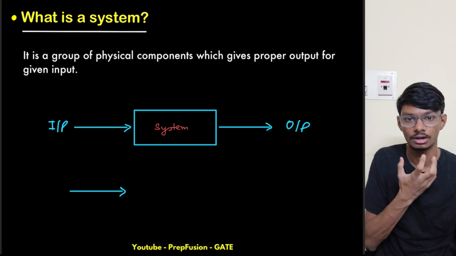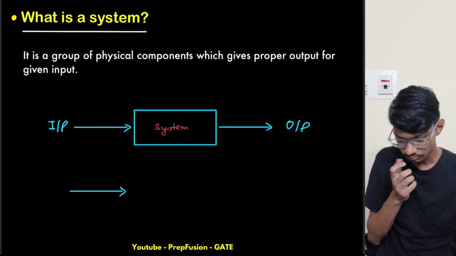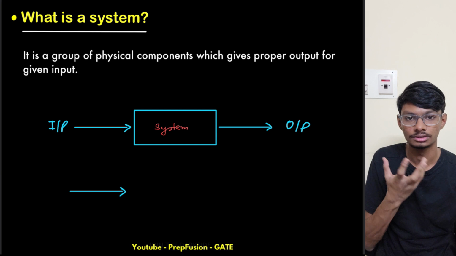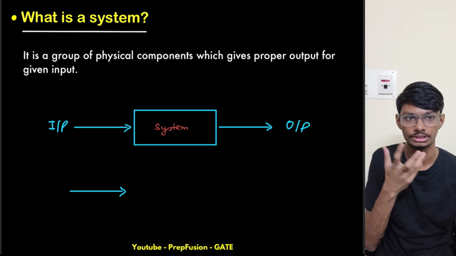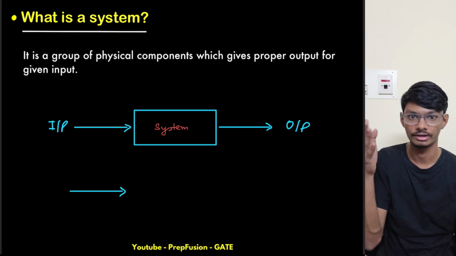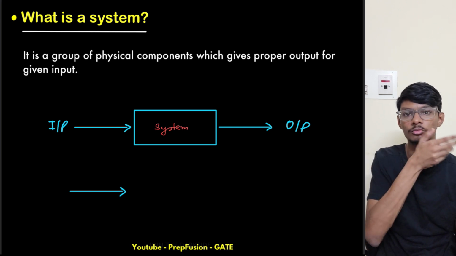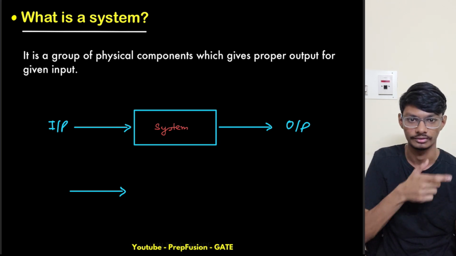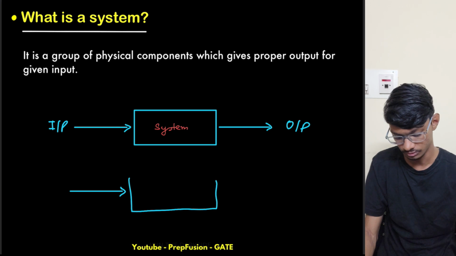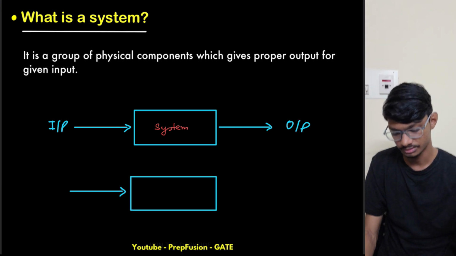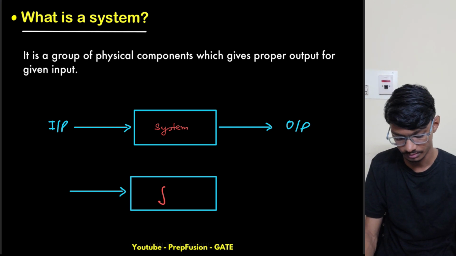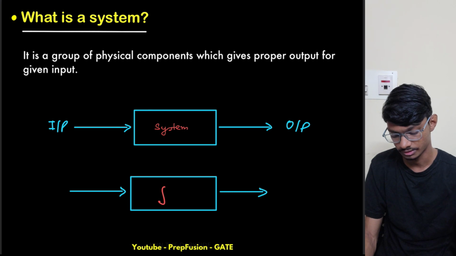Now in broader terms, let's say the system is an integrator. Like in analog circuits, you have studied that we have an integrator circuit. So if we give x of t as input, then we'll get the output as the integration of x of t, y of t. That can also be explained as a system. So let's say the system is an integrator. What will happen if we give the input as x of t, we'll get the output as the integration of x of t.